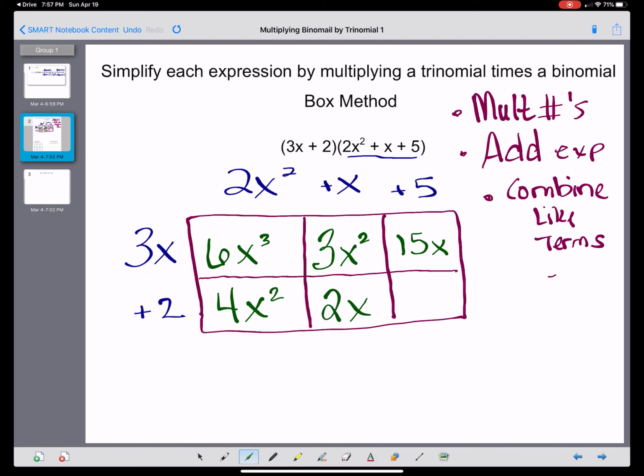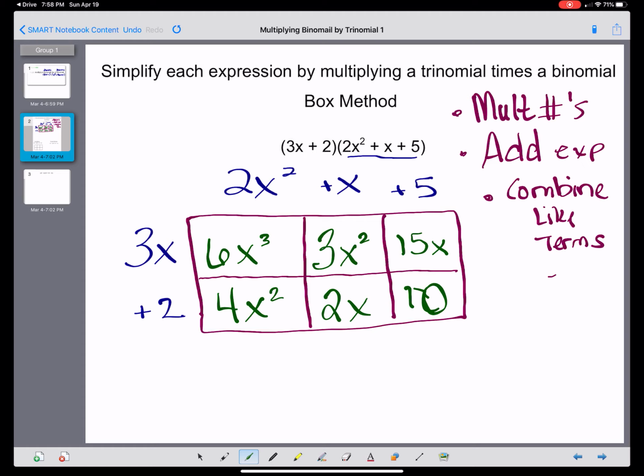2 times 5 is 10. Okay, so now we have everything in our box, and everything that's going to go in the box, we have to see if we can combine like terms. You're looking for the exponents that are the same, and if they are the same, then you're going to add the coefficients. So again, start at the upper left hand corner, move our way down to the bottom right.